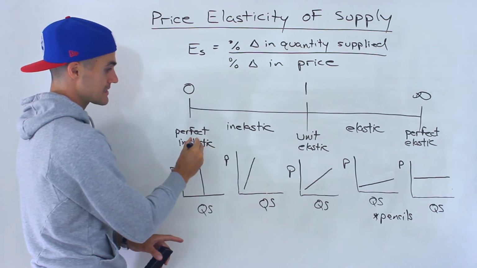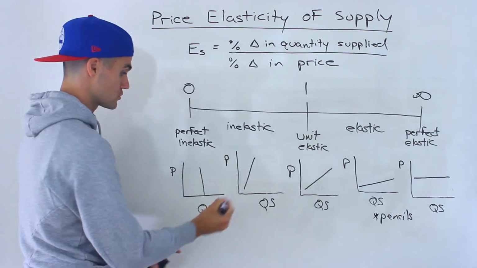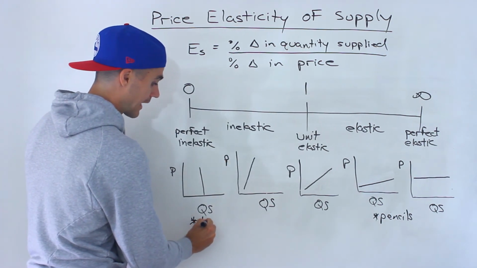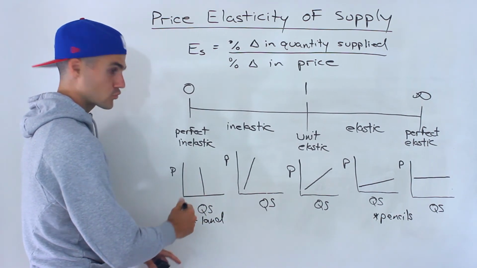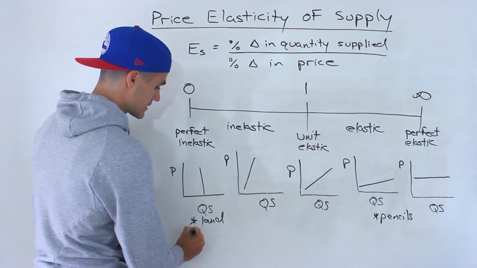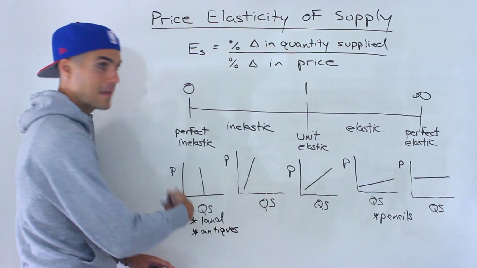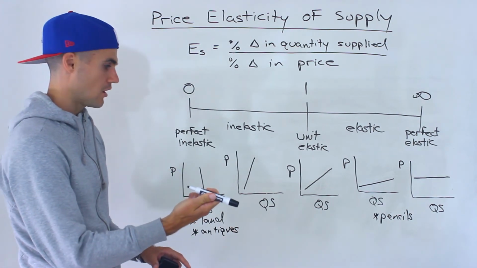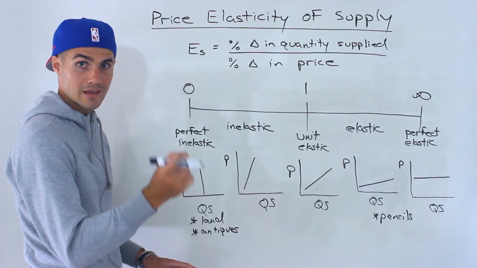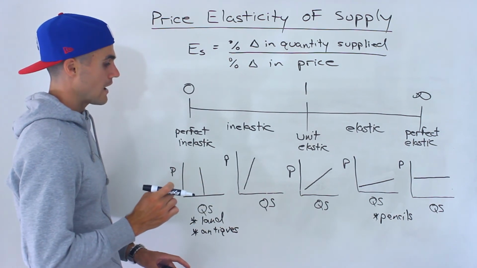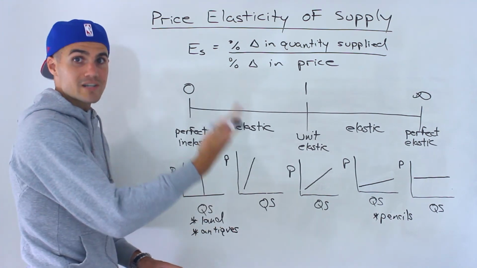And so perfect inelastic would basically mean that the product can't be further produced. A good example of that is land. Right? You can't produce or create further land. Another example is maybe antiques, or maybe paintings from deceased artists, right? That artist is no longer alive, so they can't create those paintings anymore. And it's also why you see a lot of these things sometimes get so expensive.